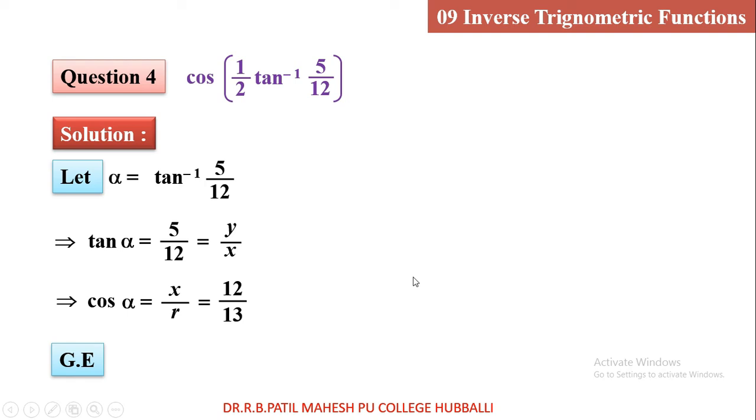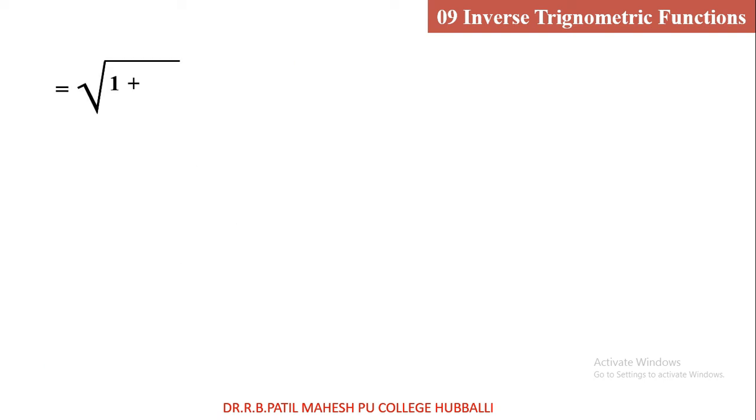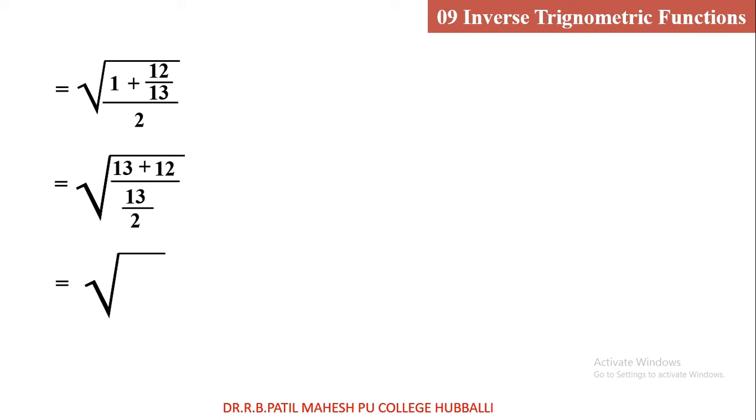So the expression you can consider, that is cos of 1 by 2 into alpha, that is cos alpha by 2. Just now you had the result for cos alpha by 2, that is root of (1 plus cos alpha) divided by 2. So replace the cos alpha value in this expression, that is (1 plus 12 by 13) upon 2. On solving, (13 plus 12) upon 13, upon 2. Still you can solve, that is 25 upon 13 by 2. And finally root of 25 by (13 into 2 will be 26). So root 25 by 26 is your answer. That you can express as 5 by root 26. Final answer.